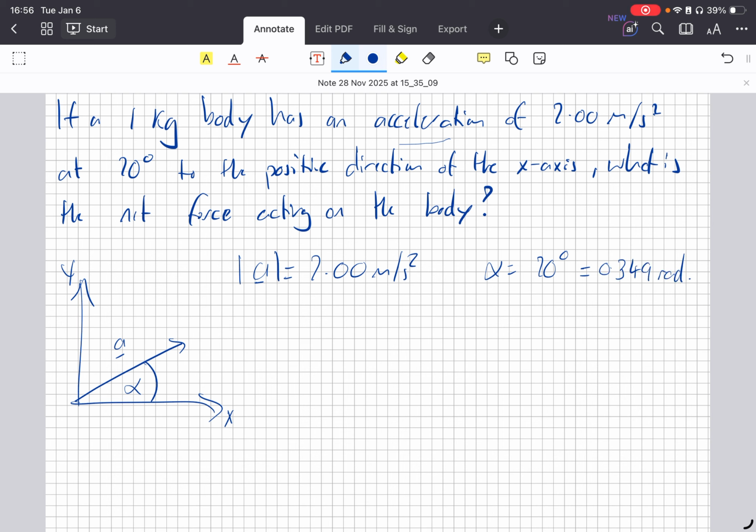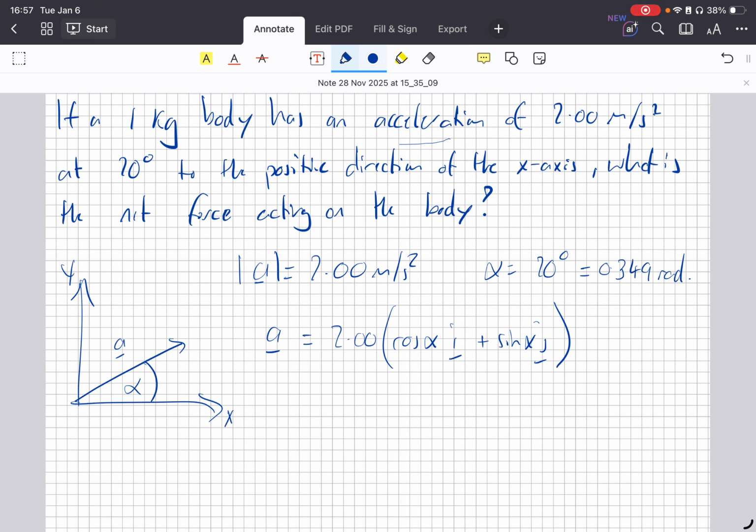0.349 radians. Okay, so in order to calculate what this force is, we need to resolve this into horizontal and vertical components, or x and y components. So we can do that as follows. We just have that the acceleration in i and j coordinates is going to be this 2 meters per second squared. That's the magnitude. 2.00 is the magnitude. And then in the x direction, we're going to have cosine alpha i, and in the y direction, we're going to have sine alpha j. So that's our acceleration.